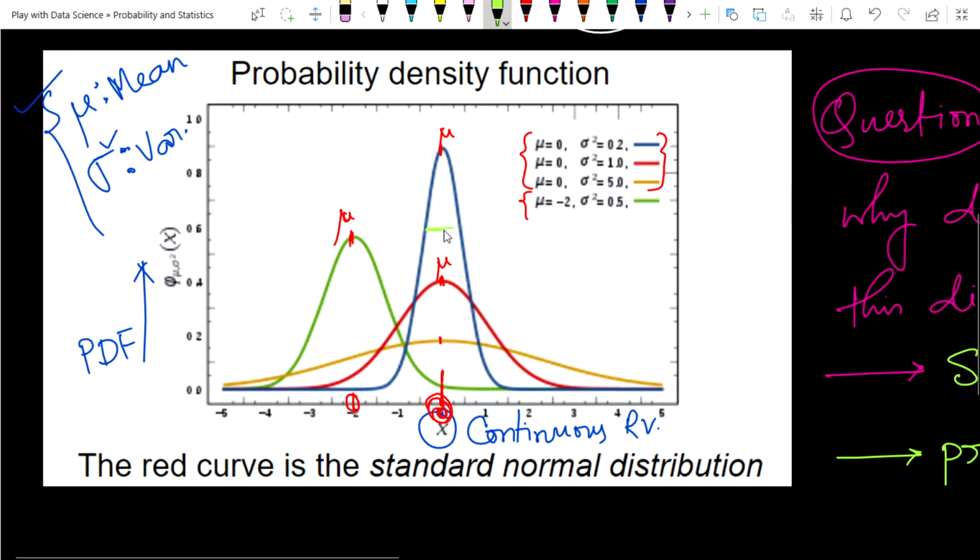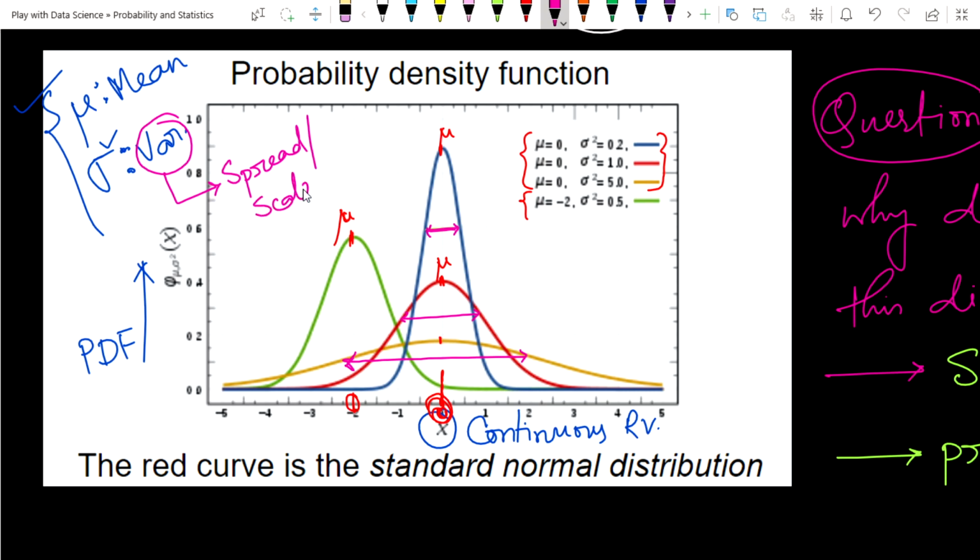First our spread is here. I'm taking a different color. This is the spread of the deep blue curve, this is the spread of the red curve, and this is the spread of the yellow curve. Simple. If you increase the value of sigma square, then the spread increases. In another language, this variance is called the spread or the scale.